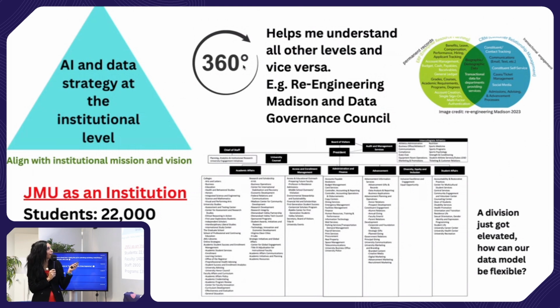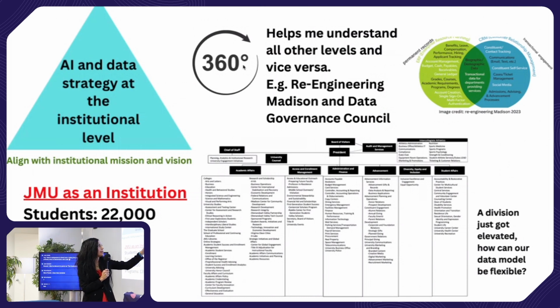And it does help me understand the institution. For example, this is our institution at the university, and we're trying to implement AI and data strategy at the whole institution. Just to help you understand our institution, we have 22,000 students, 1,400 faculty, 2,900 staff, and 139 programs. And we're trying to redo the whole ERP system, and at the same time implement data democracy, data governance, and AI strategy.